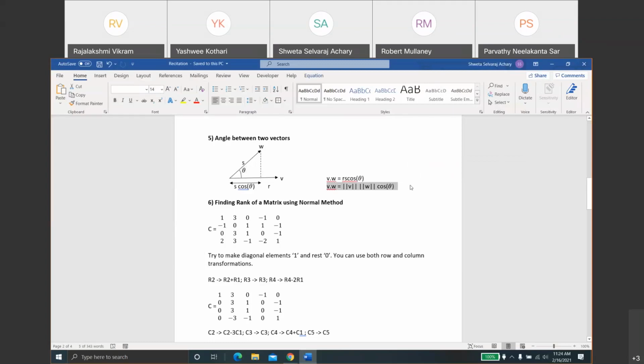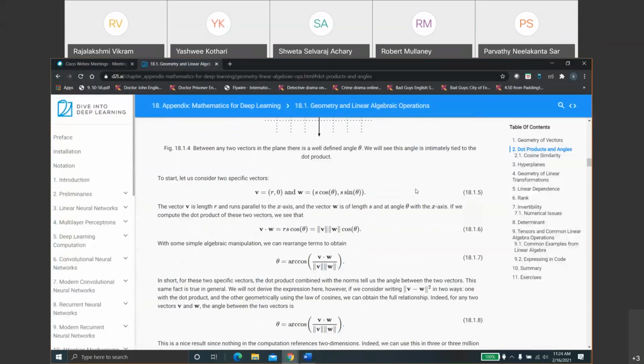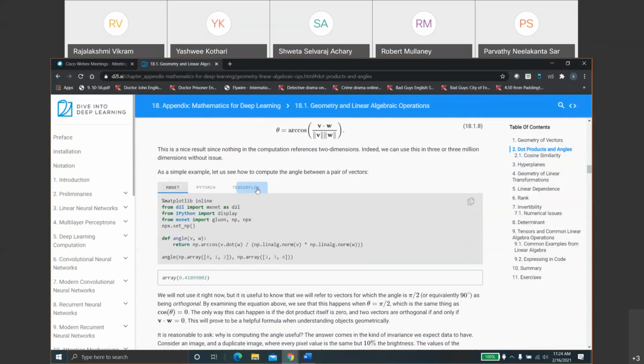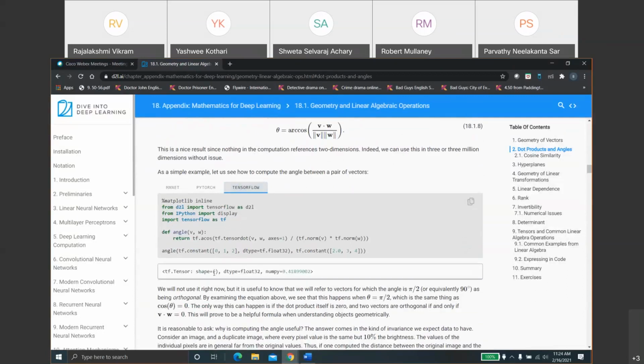When you keep theta on one side and bring everything else to the other side, we get theta equals arc cos, meaning cos inverse, of v dot w upon norm of v into norm of w. So here's a code snippet. How do we find theta? Take the dot of v and w divided by norm of v into norm of w, and the arc cos of the entire thing will give you theta.